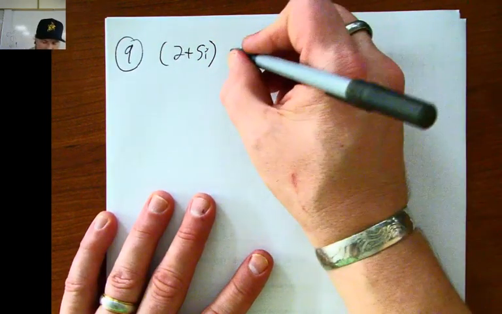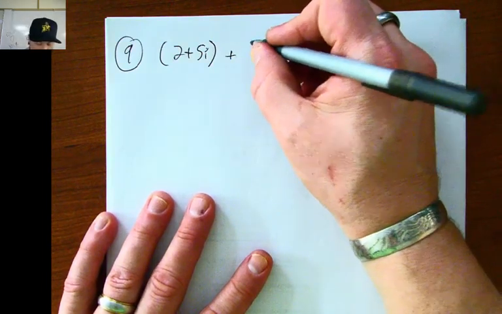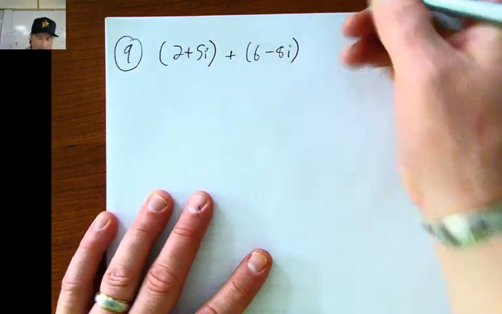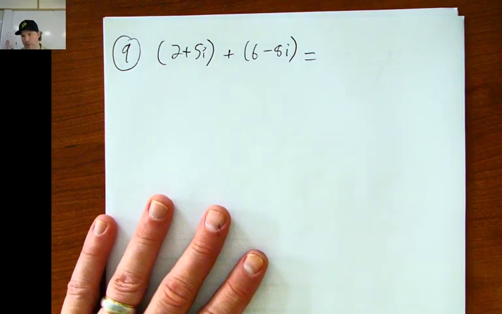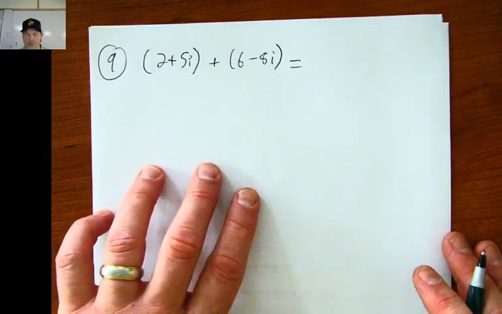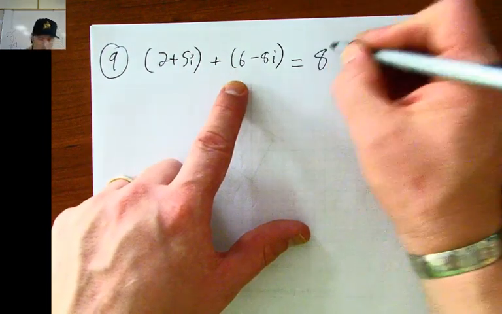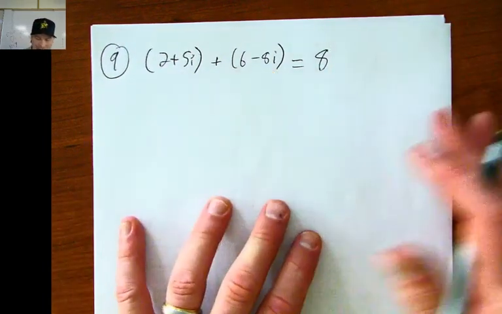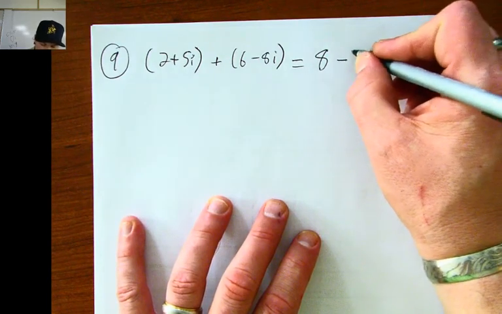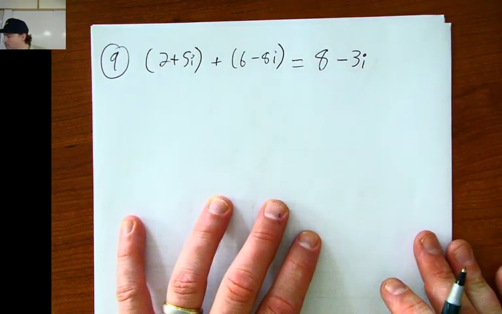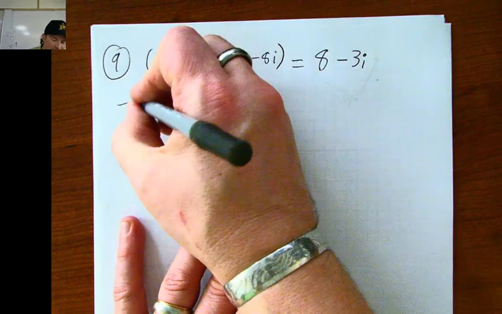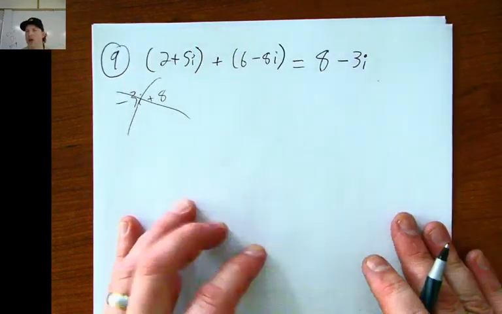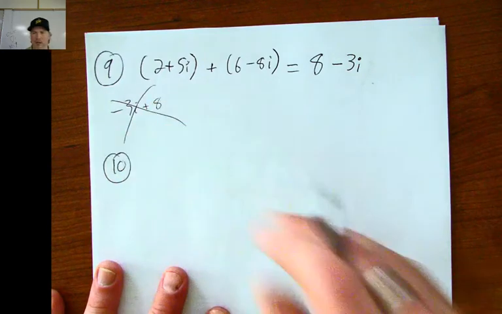I have 2 plus 5i plus 6 minus 8i. Well, real numbers can only be added, guess what, to real numbers. And imaginary numbers can only be added with imaginary numbers. 2 plus 6 is 8. 5i minus 8i is negative 3i. So 8 minus 3i. That's it. Make sure you put the real number first, the imaginary second. If you write it as negative 3i plus 8, I will mark it wrong. You'll just lose a point, but hey, losing a point's losing a point.